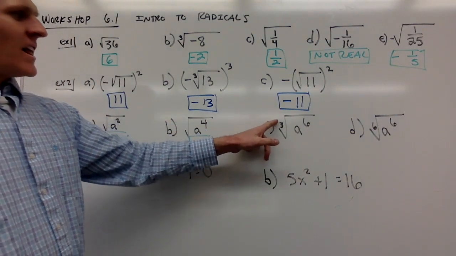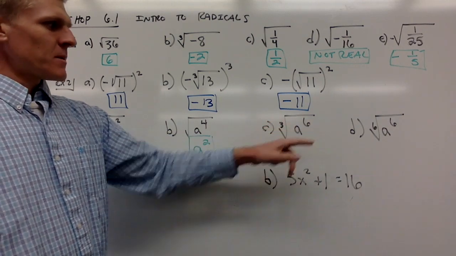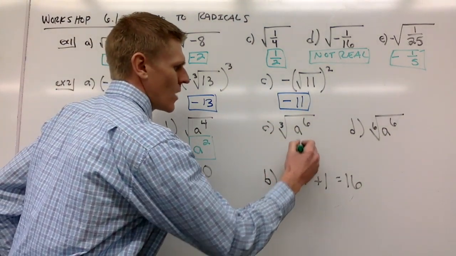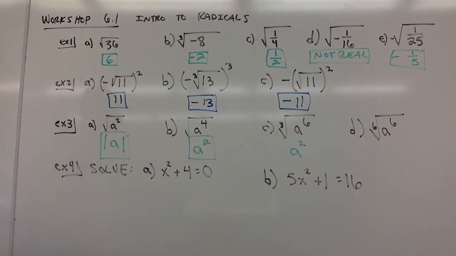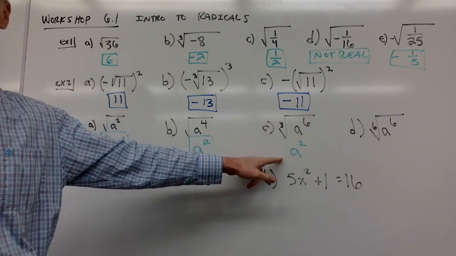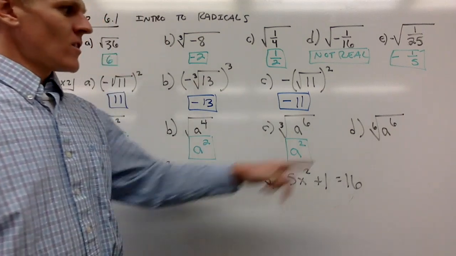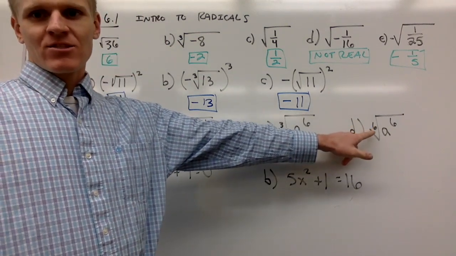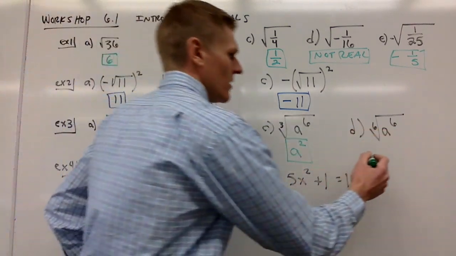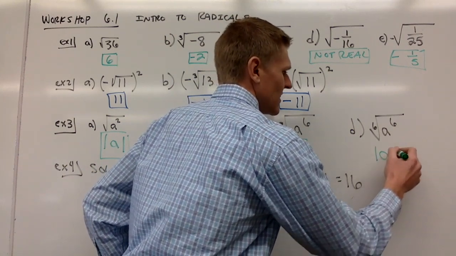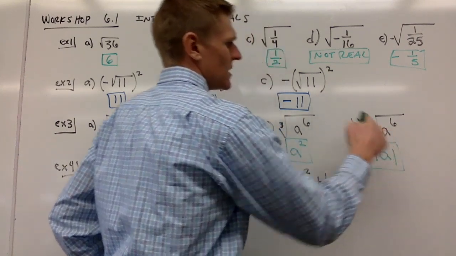Here we have an odd index, so we have a 3 and a 6 power on the inside. A squared is what the answer to that would be, because a squared times a squared times a squared is a to the 6th. And since this is an odd index, I don't need absolute value. You only need it on even indexes, like this one right here. It's 6th root, 6th power. That would give you a, and you need the absolute value because the index was even.